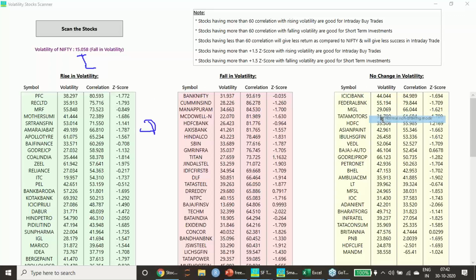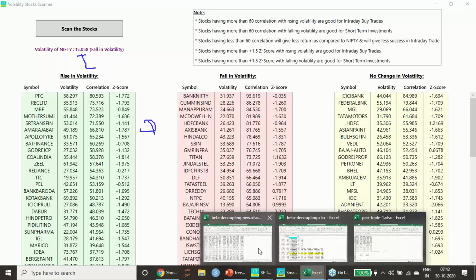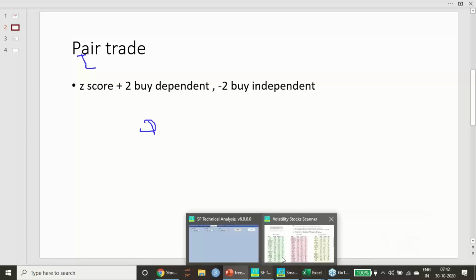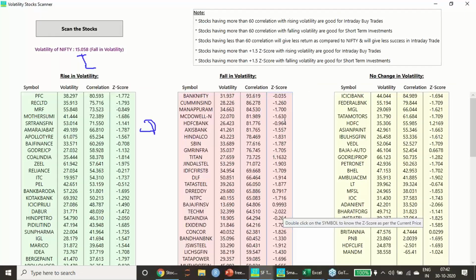So as per this method, whichever stocks have a Z score of +2 need to be bought, and Nifty to be sold along with that. Whichever stocks have -2, those stocks should be sold and Nifty should be bought in place of that. For example, if I can just go through this, -2.